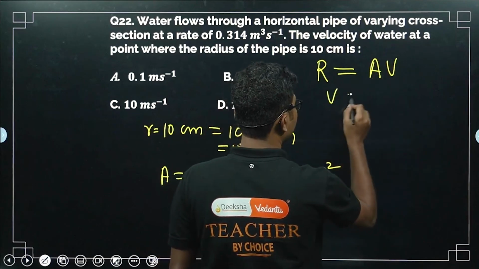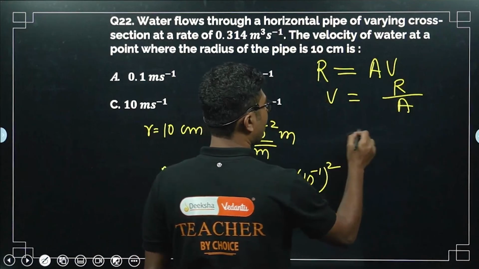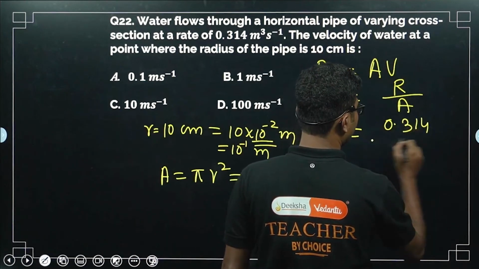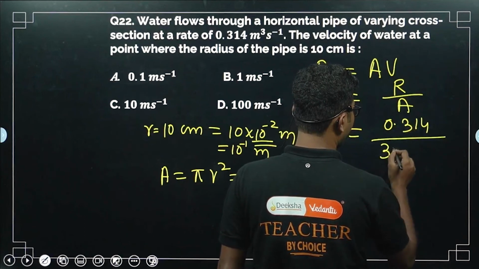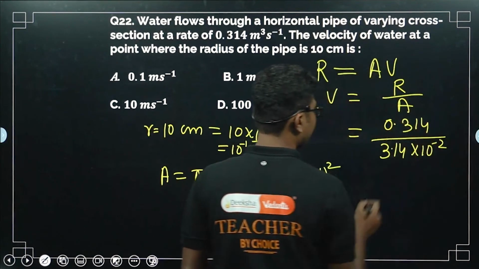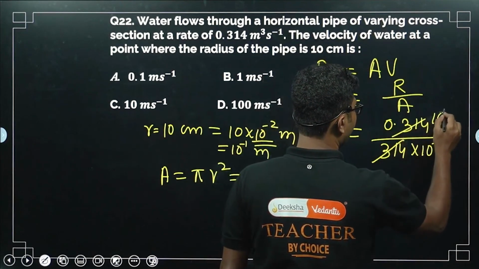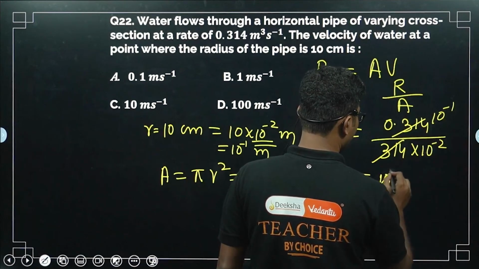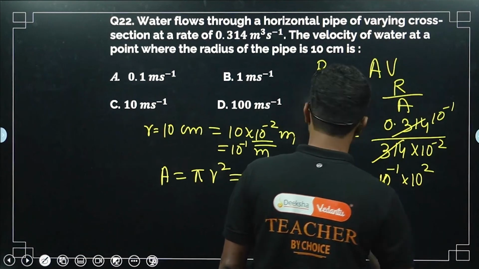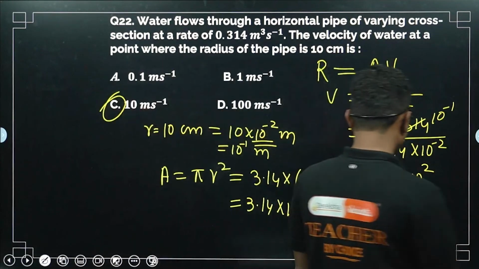So now put the values here. So V equals R by A, right? V is equal to R by A. R is given as 0.314 divided by 3.14 times 10 to the power of minus 2. You can take that on top. So it will cancel. You will get 10 to the power of minus 1 times 10 to the power of 2. That is 10. Okay. So the correct answer is option C in this case.